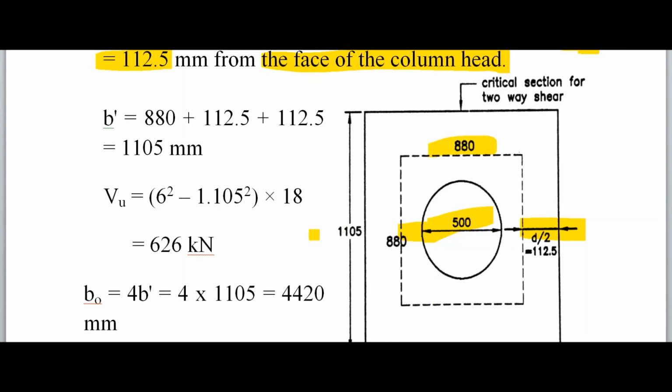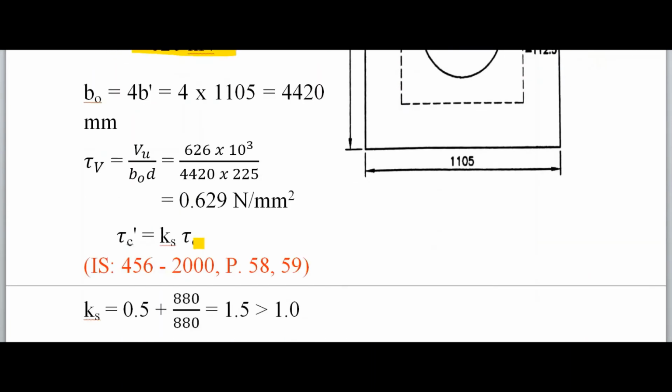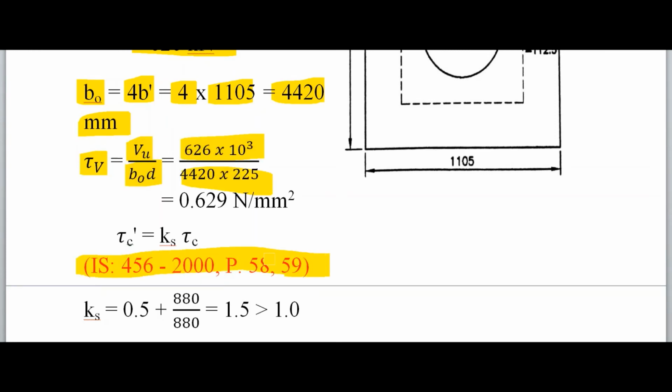Now d dash is 880 plus 1125, so 1105 mm. So Vu is equal to 6 square minus 1.105 whole square into 80. So Vu is equal to 626 kilonewton. It's the shear force on the column. So b0 is 4 into 1105, 4420 mm. Tau v is equal to Vu upon b0 d. This equation is from IS 456 2000, page number 58, 59. So the tau v value is 0.629 Newton per mm square.